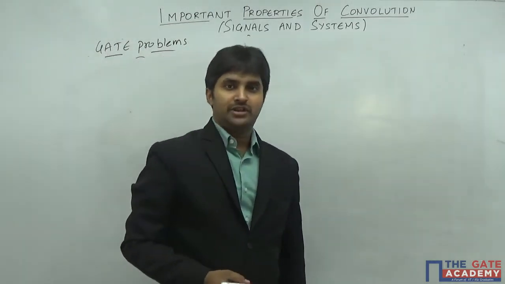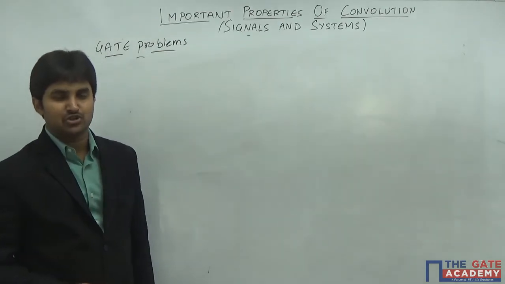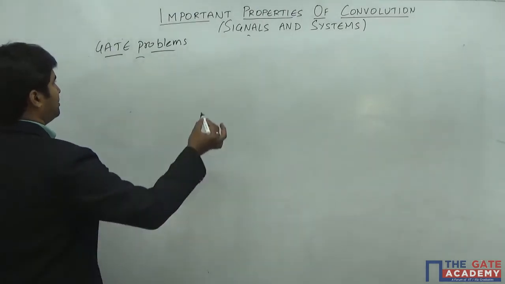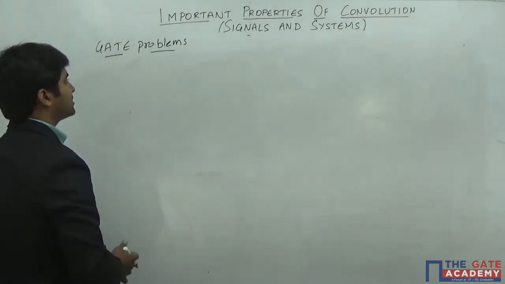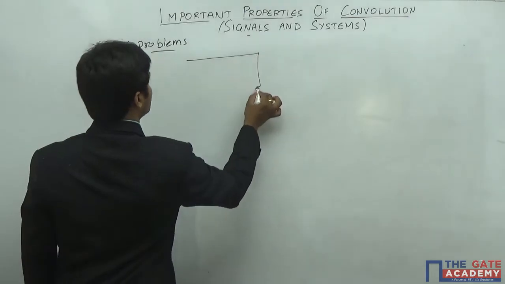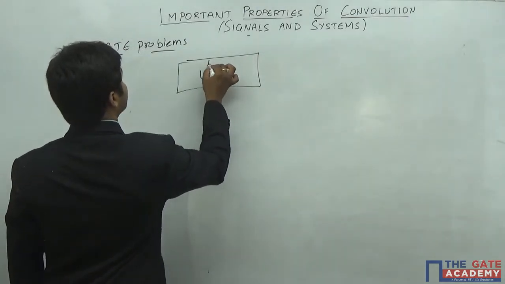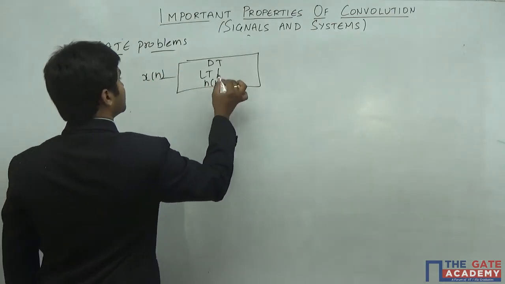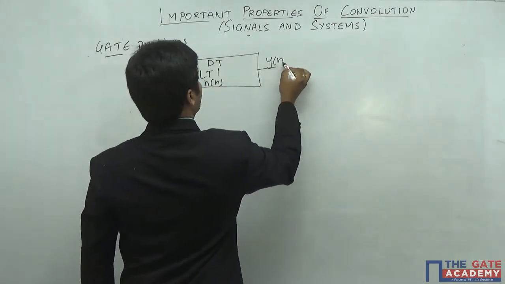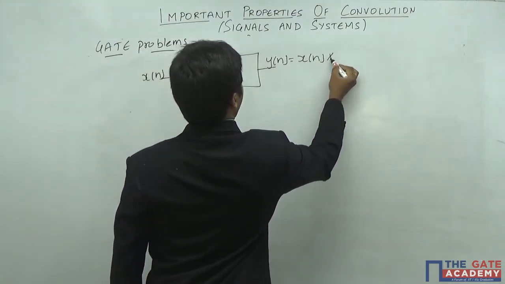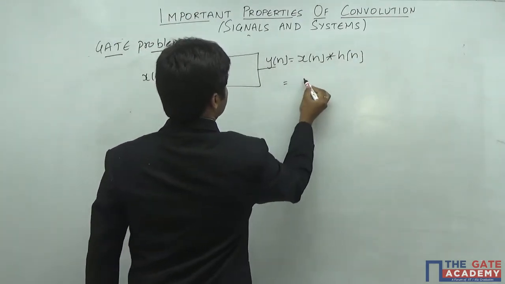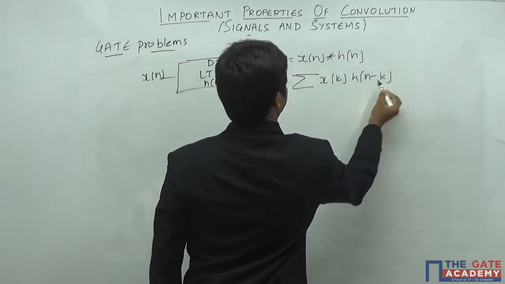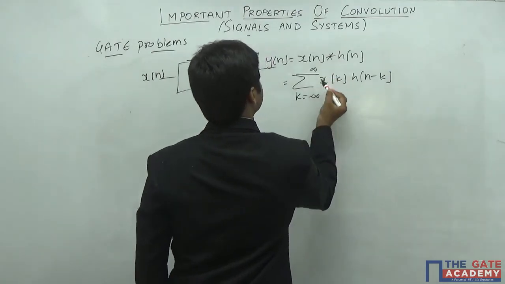Okay, so till now we have discussed the discrete time convolution. Now we are going to discuss the continuous time convolution. The continuous time convolution is not that different from the discrete time convolution. If it is a discrete time LTI system, then the input is x of n, the impulse response is h of n, and the response is y of n, which is equal to x of n convolved with h of n, which is equal to sigma x of k into h of n minus k, where the value of k goes from minus infinity to infinity.